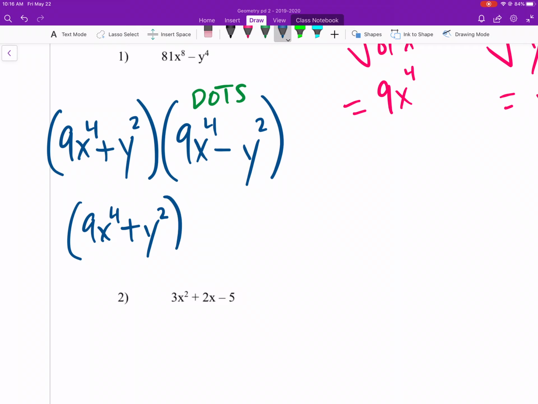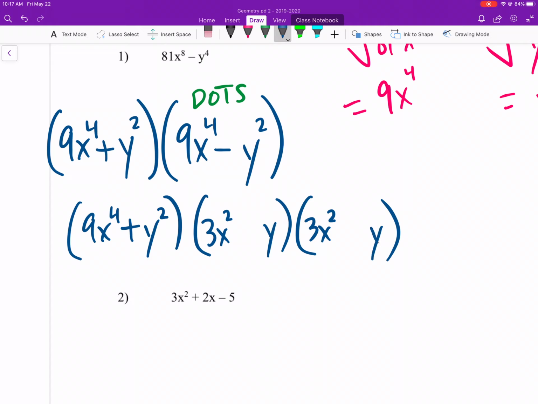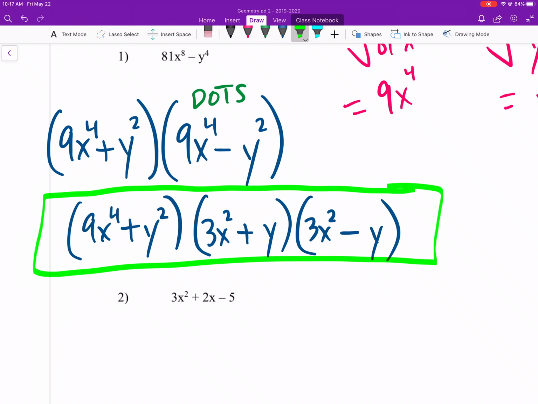Okay, so the first set of parentheses stays as is, and now we can open up two more sets for the next example of DOTS. What times itself gives you 9x to the 4th? That would be 3x squared. What times itself gives you y squared? That would be y. Right, y times y gives you y squared. One separated by addition, one separated by subtraction. You done now? Looks like so. All right. So double DOTS.